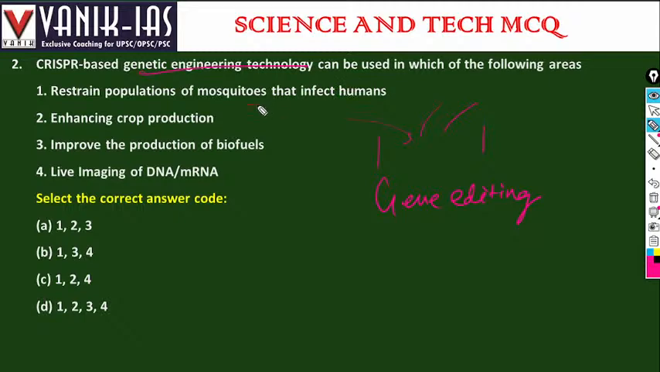Restrain a population of mosquitoes to infect humans. Yes, to control mosquitoes that infect humans, CRISPR technology can also be used. So the first statement is right. Enhancement of crop production. Yes, enhancing crop production and live imaging of DNA, RNA. Improve production of biofuels, all these dimensions.